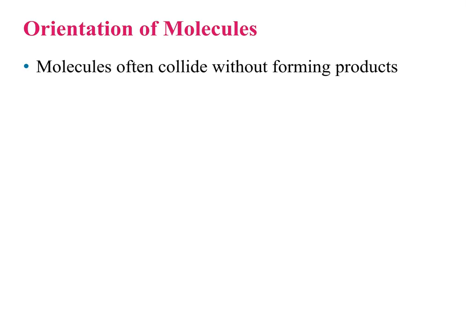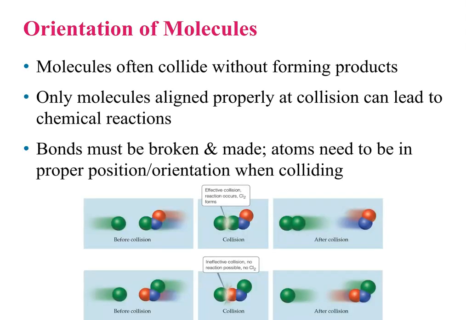Let's look at orientation. That was another factor that came into play in the collision model. You might think that most of these collisions that are happening will result in a chemical reaction, and that is not true because there's a couple other factors besides just concentration and the collision itself. First, there's the orientation of the molecule. As we said, molecules often collide and they don't form product. They just bounce off one another. It turns out that when the molecules collide, they have to collide in a specific alignment, all right?